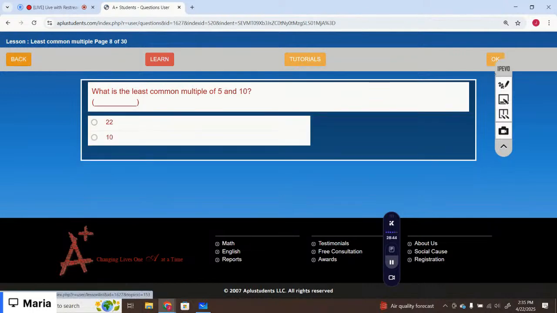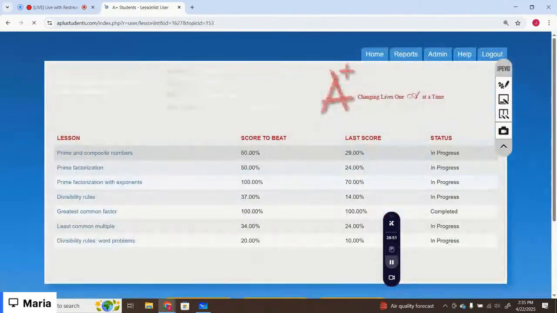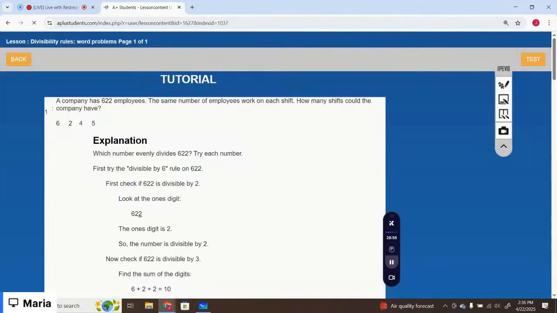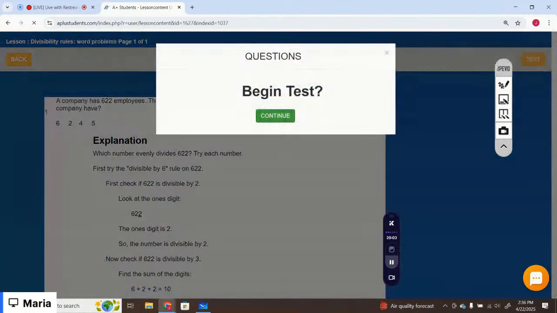Okay, you can complete the lesson by yourself here today. Let me just move on to the next lesson. That is divisibility rules word problems. Let's just start with the test questions.